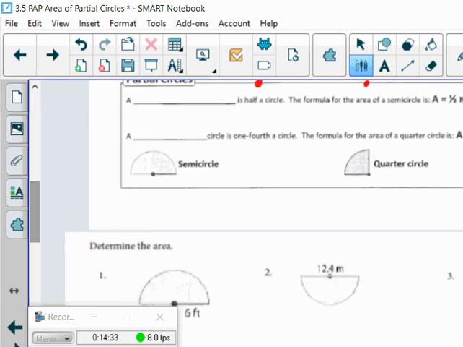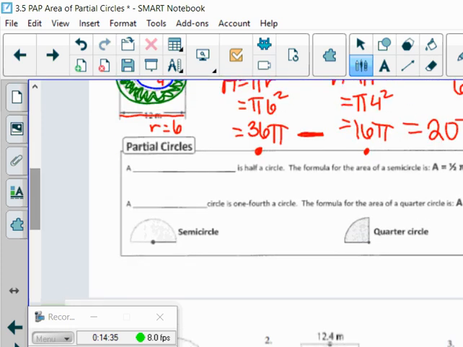Okay, the last little part of today's lesson is on partial circles. Partial circles are parts of circles. Okay, so when it is 1/2 of a circle, another name for that is a semicircle. If it's half of a circle, you're going to find the area of a circle just like normal and divide by 2 or multiply by the 1/2.